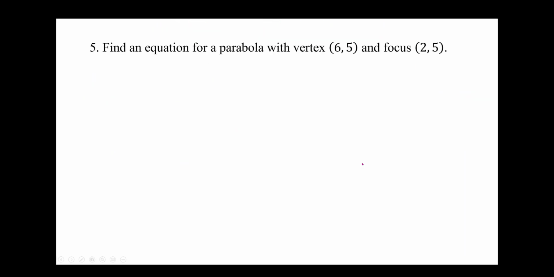The next thing we're going to do is find equations, first of all for a parabola with vertex (6, 5) and focus (2, 5). My suggestion is, if you're given a couple of things that you know about a parabola or whatever conic section you're working on, put those on a graph so it'll give you a better idea of what's going on. Here's our x-axis, here's our y-axis. We'll just throw these points on our coordinate system.